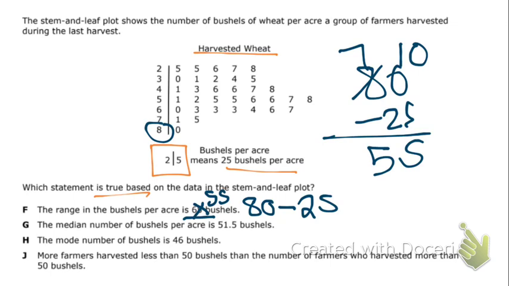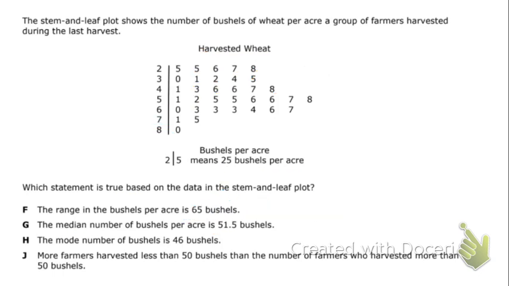The median is 51.5. How many are there in total? Let's count. So there's a total of 34 numbers, which means that the 17th number is the middle number. 1, 2, 3, 4, 5. This is the middle number, and that number is 51. This number is 51. So that's not 51.5. Okay, so that gives us our median, which we said is 51.